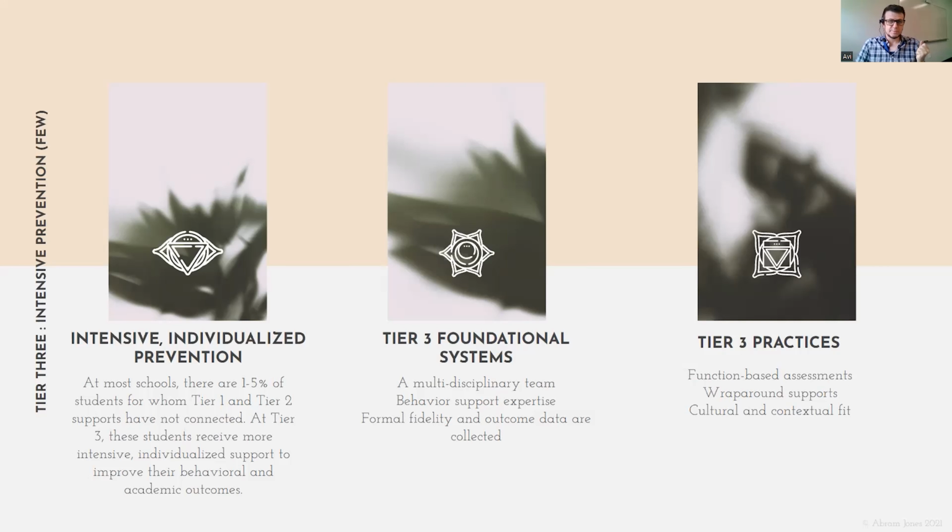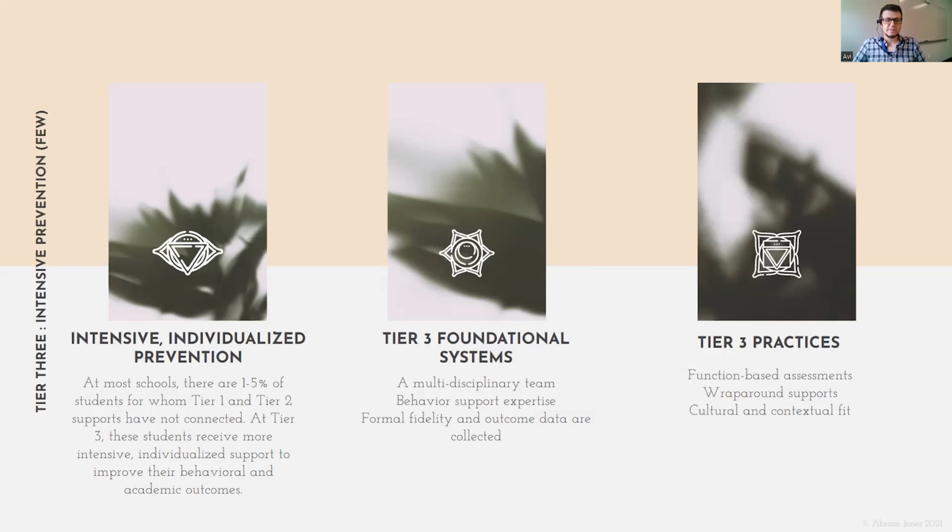So it turns out that at most schools, there are between 1% and 5% of students for whom tier 1 and tier 2 supports have not connected. At tier 3, these students receive more intensive individualized support to improve their behavioral and academic outcomes. All right, these are the folks who need the most help. So we're providing them with the most scaffolding. The foundational systems of tier 3 include a multidisciplinary team, the MDT that we've talked about before, behavior support expertise, and formal fidelity and outcome data getting collected regularly.